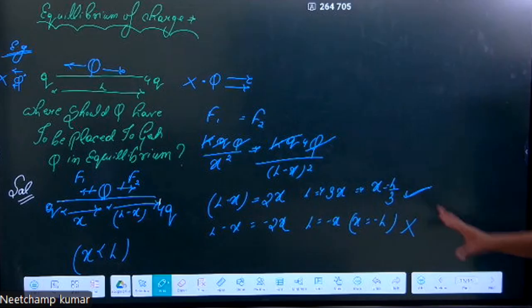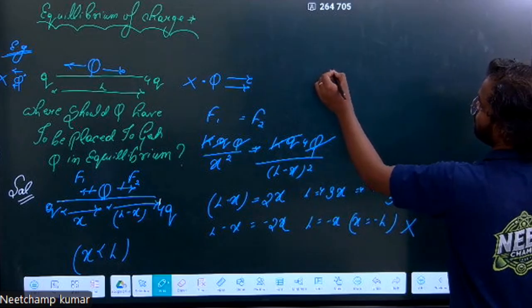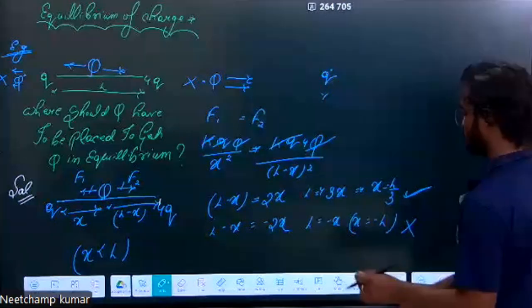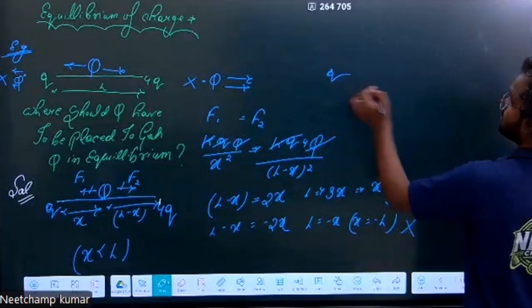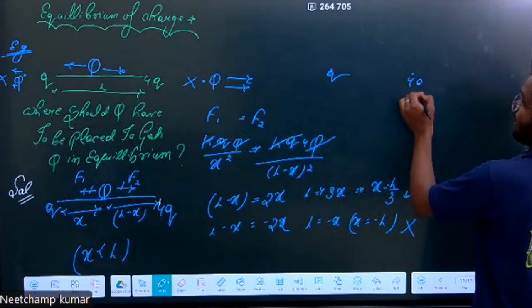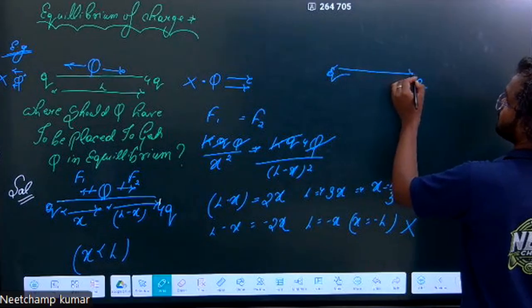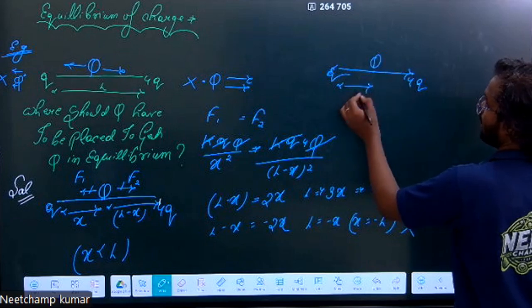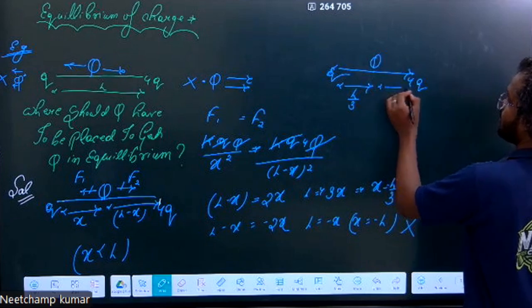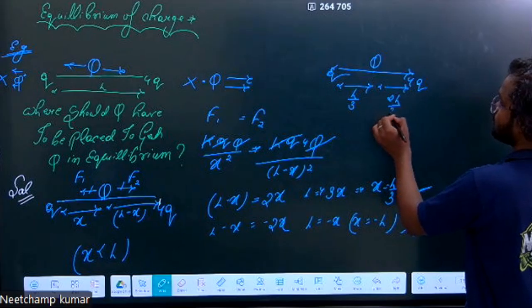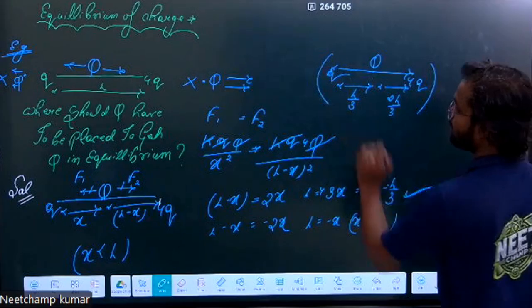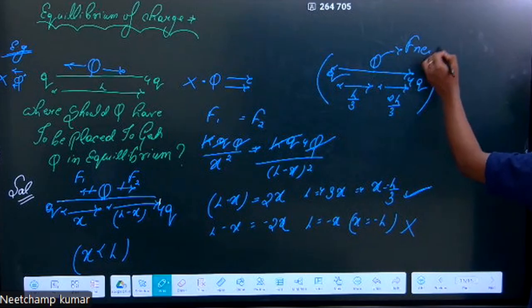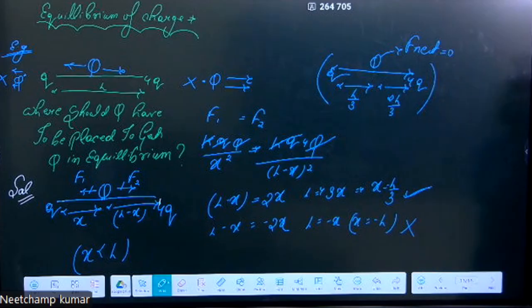So what is our position? Our position will be like this. Finally, the conclusion we got: if this charge is Q, and this charge is 4Q, then I have to place the charge Q, capital Q, at a distance of L by 3, and this distance will be 2L by 3. This is the final configuration so that the net force F on this charge will be 0.